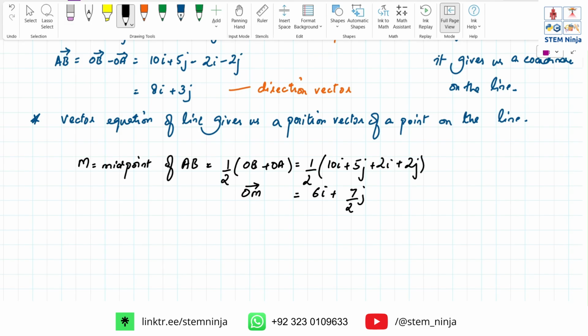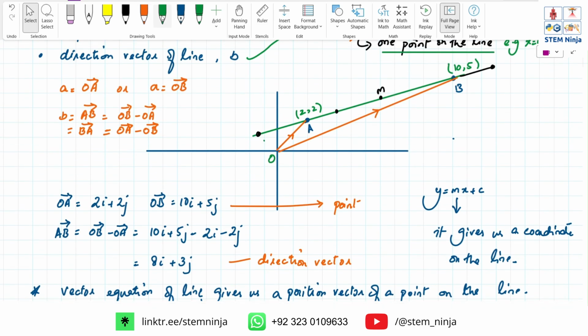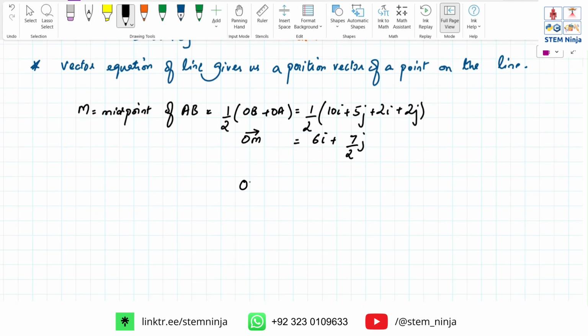But if we hadn't used this formula, what would we have done differently? What would we have done from first principles? First, we would go to OA, and then we would go to half of AB, right? So we would have done, alternatively, from first principles, first we would have gotten to OA, and then half of AB.